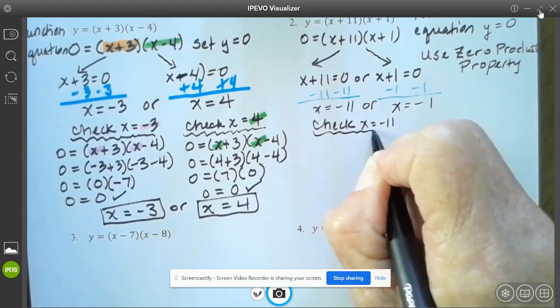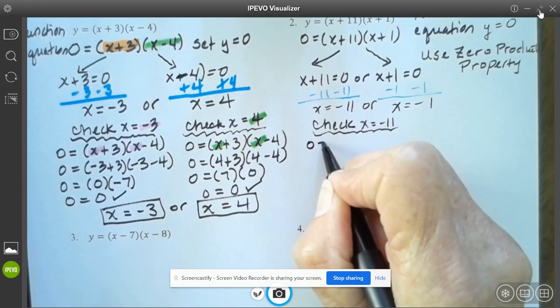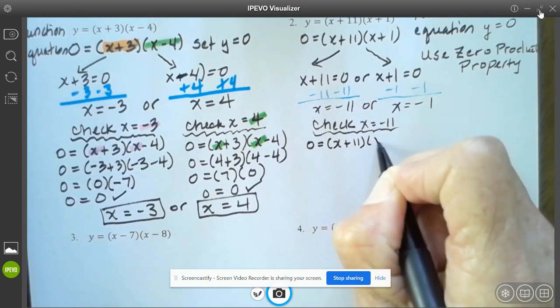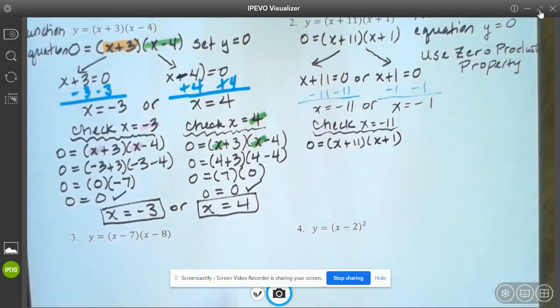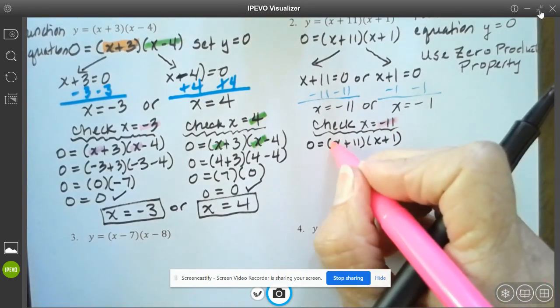So the first check we're going to do is when x equals negative 11. We use our equation, not our function. X plus 11 and x plus 1. And first thing you do is you're going to substitute negative 11 in for x.